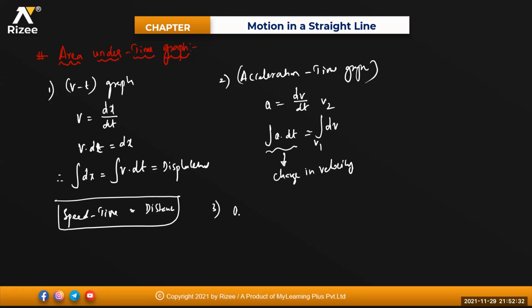One more very important graph. A is equal to V into dV by dx. I hope everyone got an idea how I have written this equation. Integral of dx will be equal to integral of V into dV. Please mute yourself.